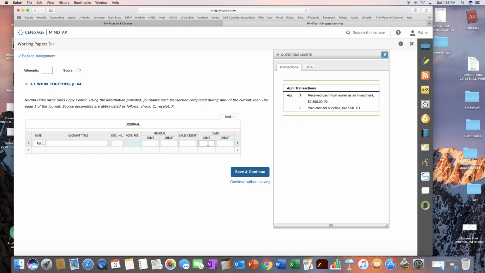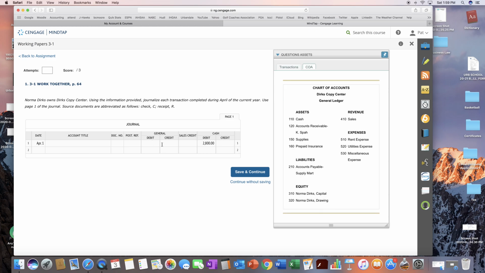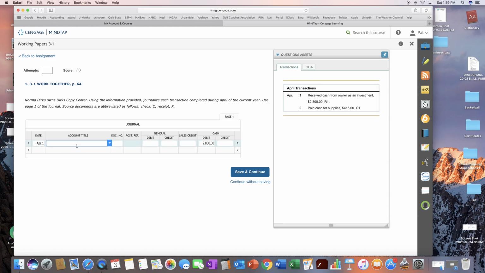When we receive cash, we automatically know that we are receiving cash, which means it's a debit, increasing cash, the asset. It says from the owner's investment. If you didn't remember, Norma Dirk's capital is our investment. So we will say Norma, hopefully it comes up. It didn't come up. Oh, okay. Norma Dirk's. They're going to make you type it out. Norma Dirk's capital. Document number is R1.